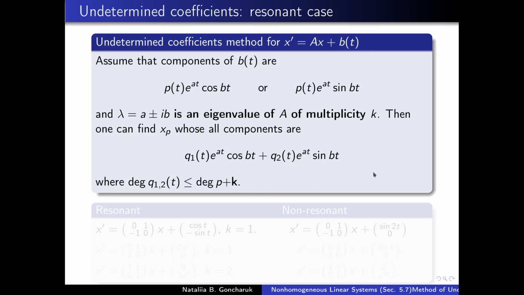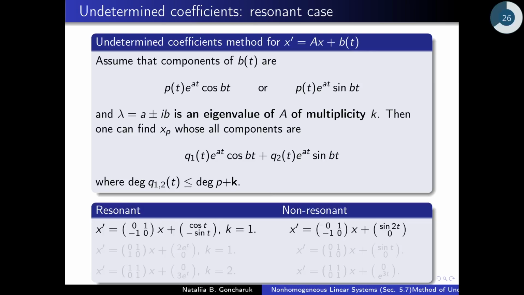This is similar to what we had for higher order equations. You had to multiply things by t, well, it was x for higher order equations. You had to multiply by x or x squared and so on because of the resonance, and now we have to increase the degrees of these polynomials. Let me show you several examples of resonant and non-resonant equations.